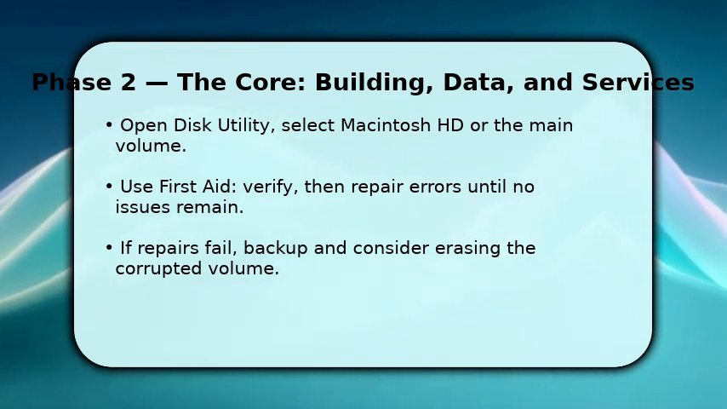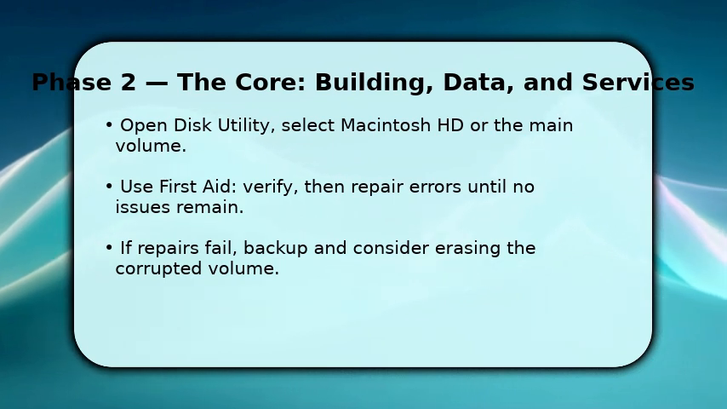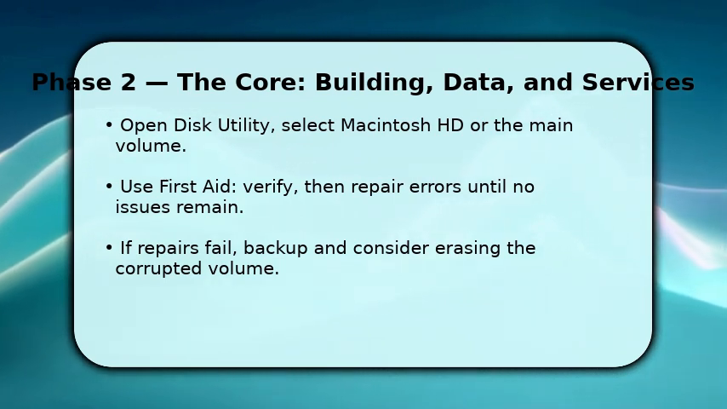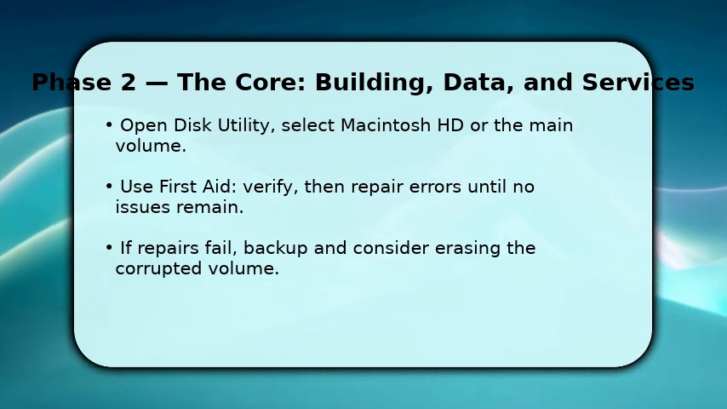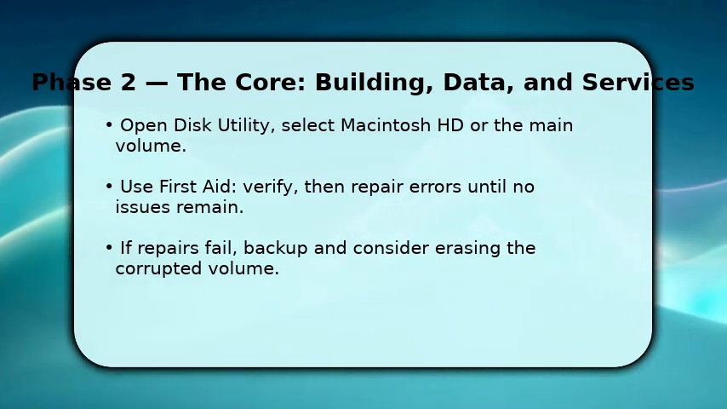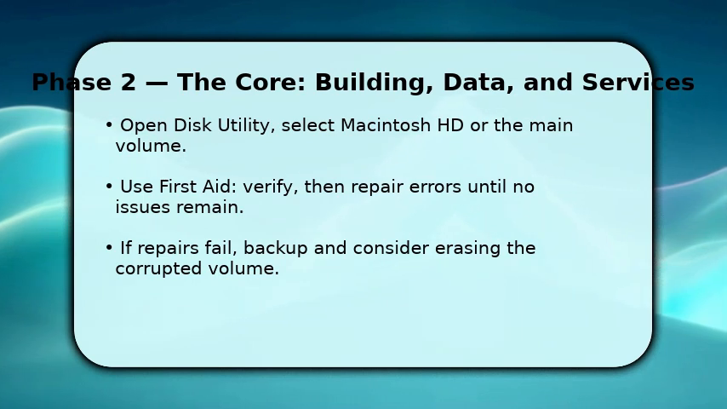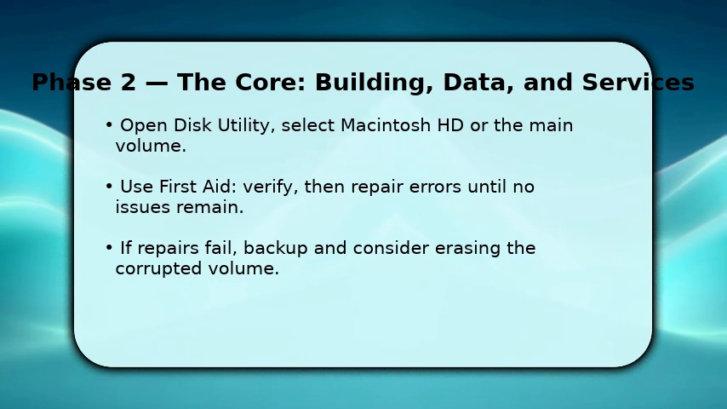If Disk Utility reports unrecoverable corruption, make a backup using Terminal or Disk Utility's Restore, then plan to erase and reinstall. This step ensures the physical and logical disk structure is sound before attempting OS reinstall or restoring.